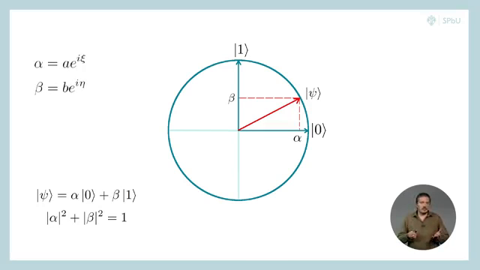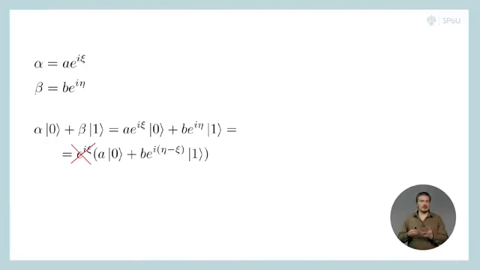Now, since alpha and beta are complex numbers, we can write them down in the polar form. We'll denote their modulus with a and b respectively, and the arguments will be xi and eta. Now, if we rewrite our state with this polar coefficient representation, we can notice that we can take the imaginary part of, for example, alpha out of the scope. This multiplier, e to the power i xi, is now applied to the whole state, and we can omit it, since multiplication of the whole state by a scalar does not change the state.